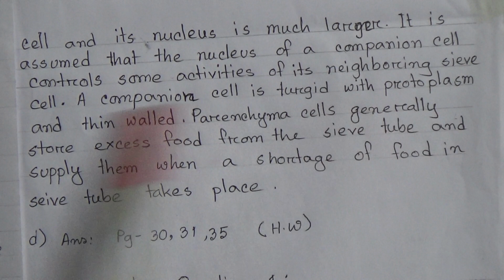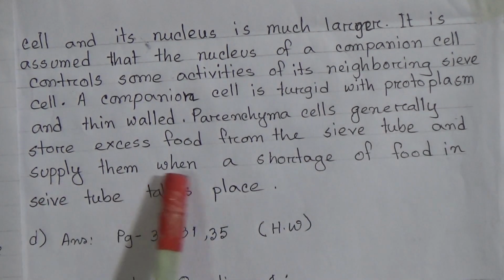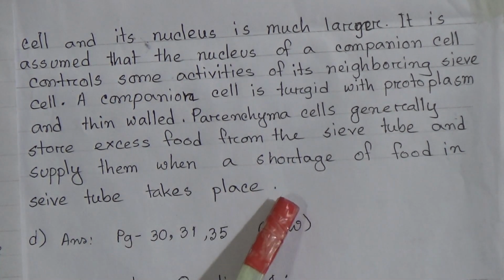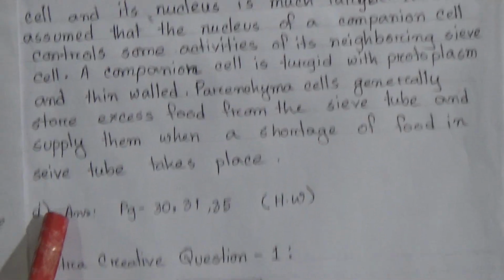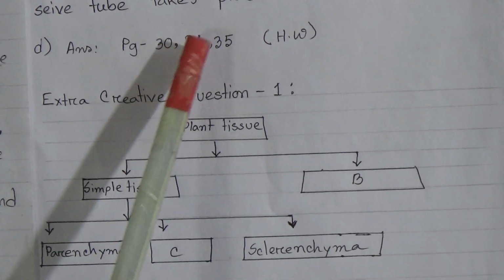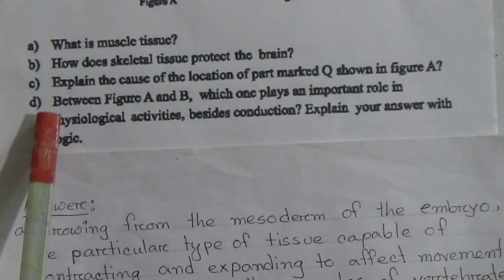Parenchyma cells generally store excess food from the sieve tube and supply it when a shortage of food in the sieve tube takes place. Now come to D. D is your homework. You will get the answer of D on pages 30, 31 and 35. Now we will discuss shortly the answer of D.